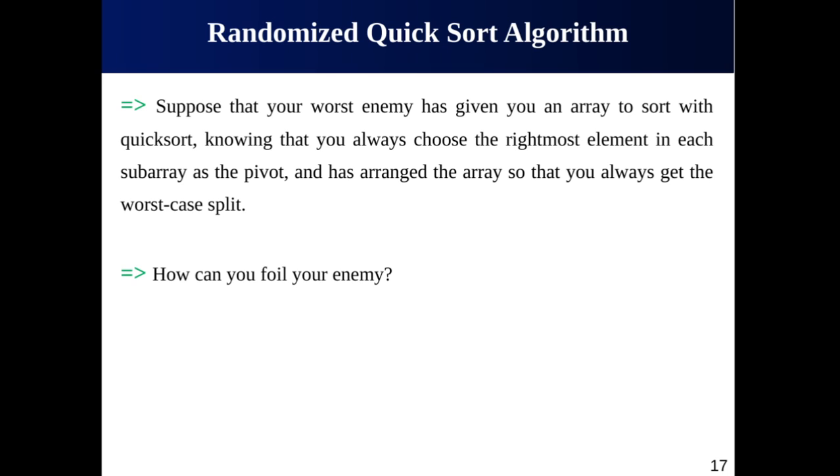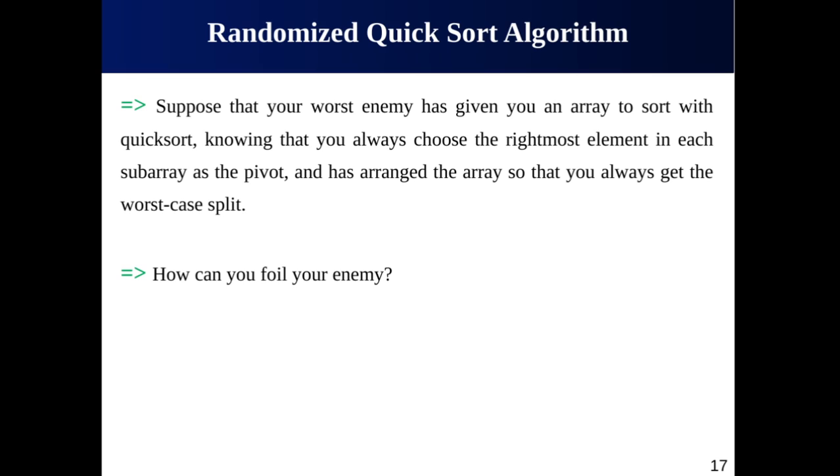Okay, but instead you want to randomly choose an element in the subarray and use that element as a pivot. But remember that the partition function assumes the condition that the pivot is going to be the rightmost element of the subarray. That is the condition. So how will you solve this problem? No problem, there is a solution. The solution is very simple.